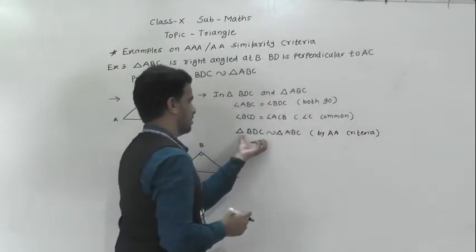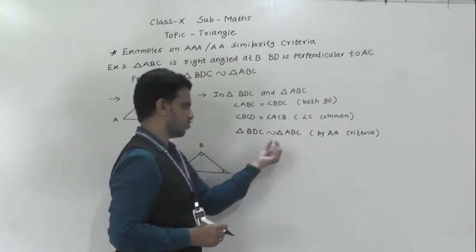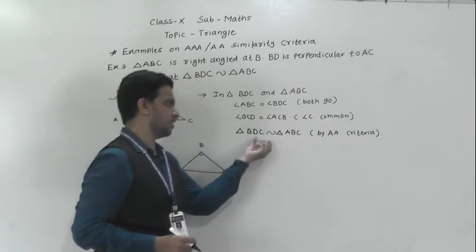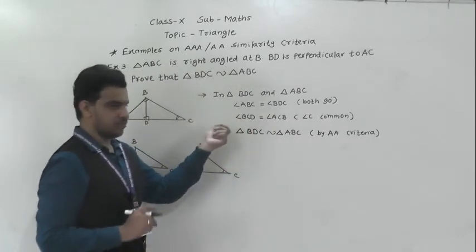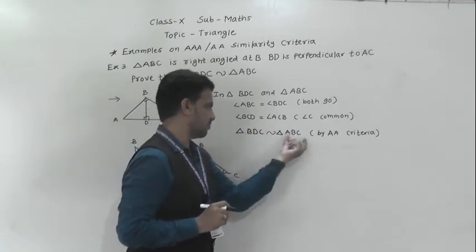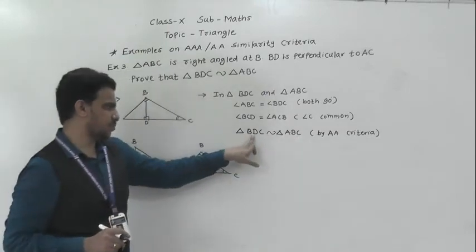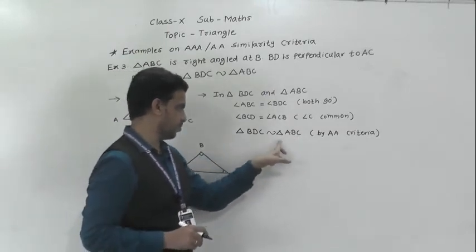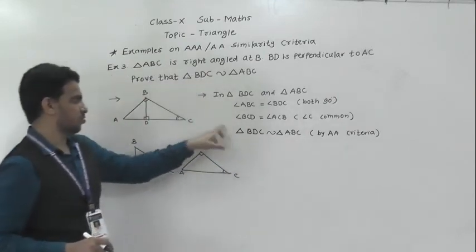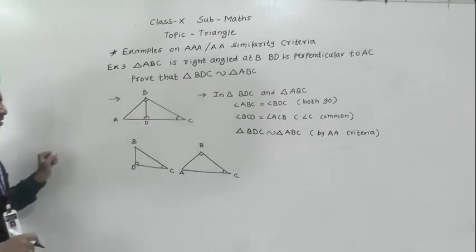Okay, so this is the proof. We have to show that triangle BDC and triangle ABC are similar, and here we showed this by AA criteria. When you are writing similar triangles, this order is important. Triangle BDC and triangle ABC are similar, so corresponding angles are equal. Angle D is equal to angle B, angle C is equal to this angle C. Keep this in mind. Now we will take the next example.